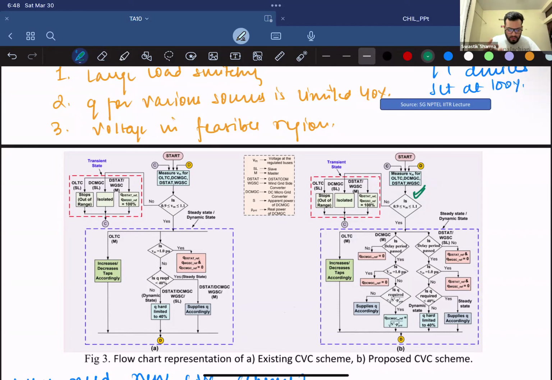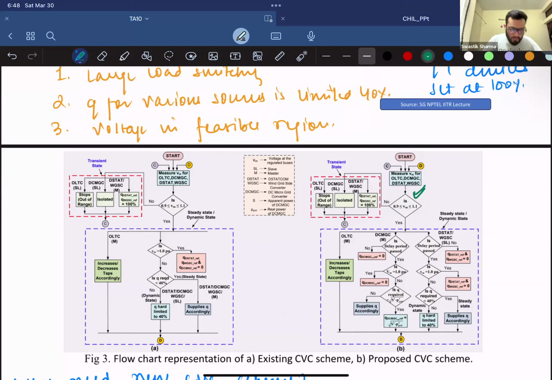If it's still not restored, you again check if the command issued of your reference queue for your DStat and your wind side GSC is 100% or not, and then you continue checking till your voltage is back in the feasible range. Let's say that your voltage is in feasible range.